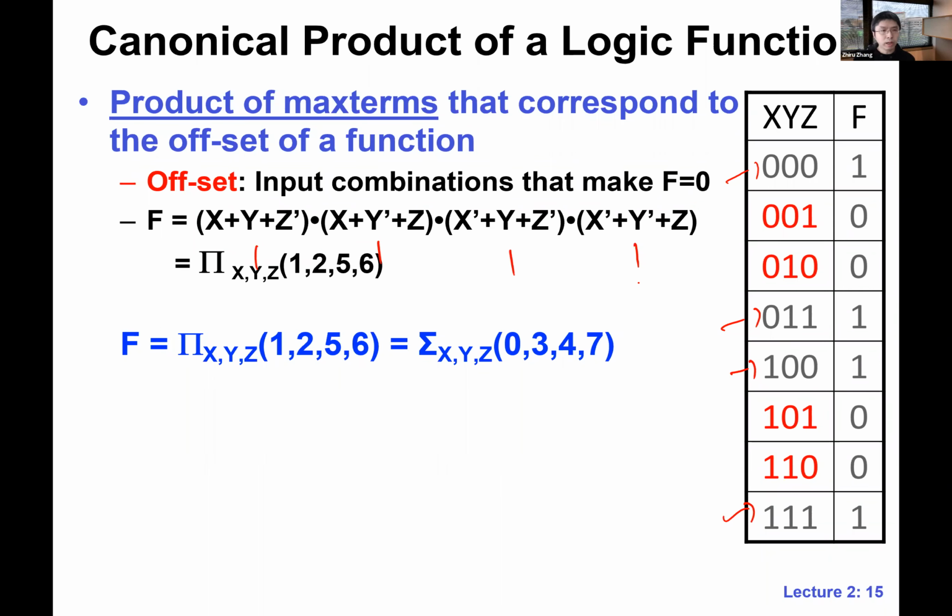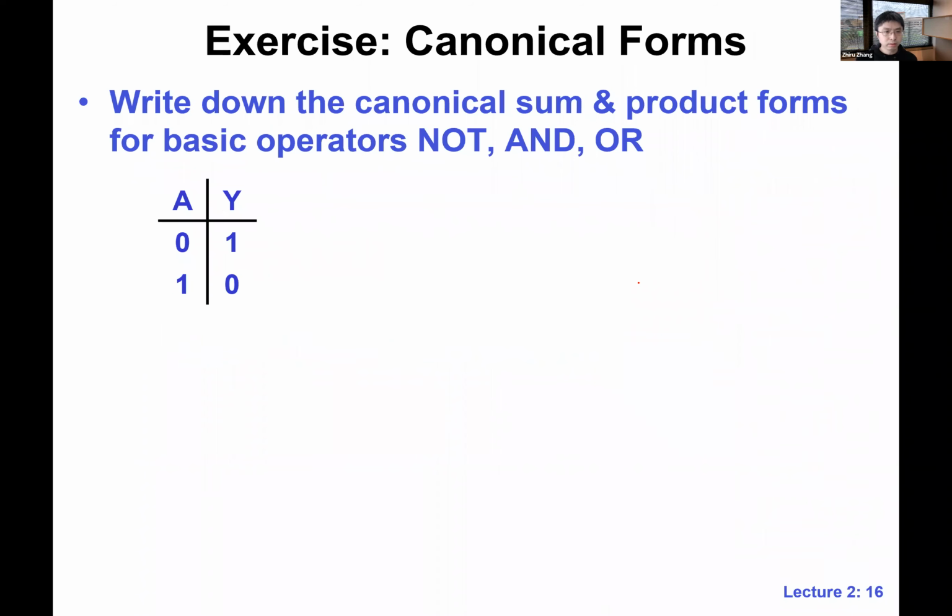Okay, but why? I've been introducing all these sort of convoluted terms, so why are we doing this? Why are we introducing both min terms and max terms? Let's do some exercises very quickly. Let's look at the things that we're already familiar with, the NOT gate.